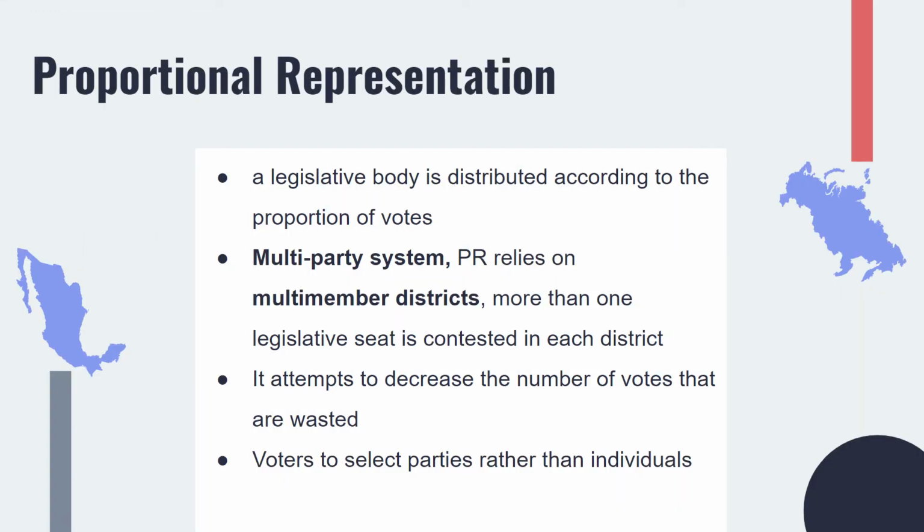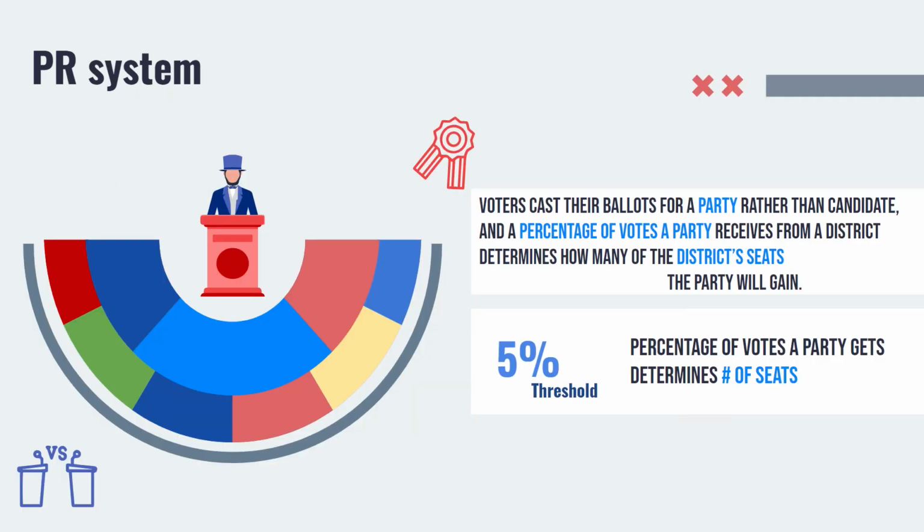Proportional representation means a legislative body is distributed according to the proportional vote. Unlike the two-party system of FPTP, the PR system is a multi-member district. More than one legislative seat is contested in each district. The PR system attempts to decrease the number of votes that are wasted. Also, voters select parties rather than individuals because the number of votes determines the number of seats in the legislature. If you look at the left, you can see the various color parties unlike the FPTP system.